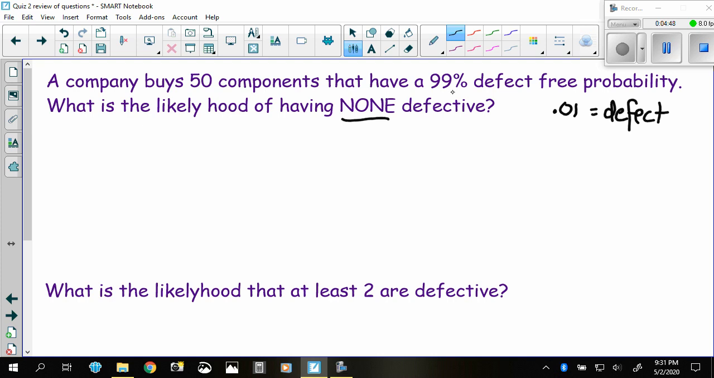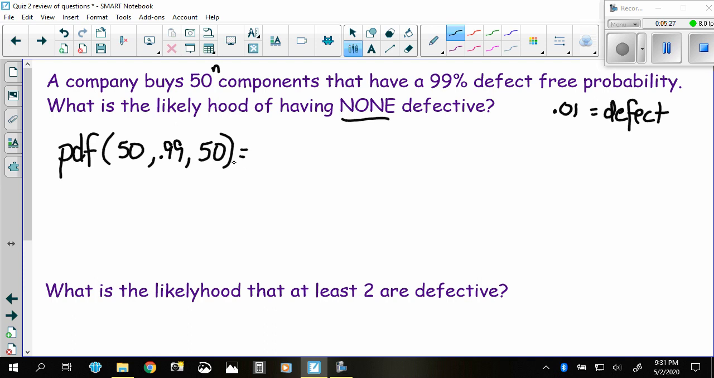None of them. That means all 50 of them are defect-free. So you can do this one of 2 ways. This is an exact, so PDF. And 50 is our total number, because that's our total number of components that we bought. Now, if we use the 99% defect-free probability, that means our number down here is going to be 50, because none of them are defective, so all 50 of them are defect-free. So if we use the 99% defect-free, we have to use 50 here.